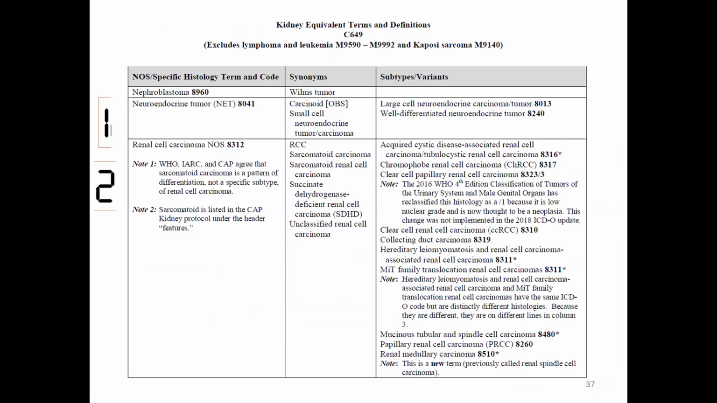Table 1 in the solid tumor rule shows the most common histology for kidney tumors. Remember, column 1 is the NOS, column 2 is the synonym, and column 3 is the subtype variance. As you go through the rules, a lot of the rules pertain to a certain column or a certain row. So if that's confusing, sometimes it's helpful to number your rows so that you can remember when a row changes. That's the most important thing.